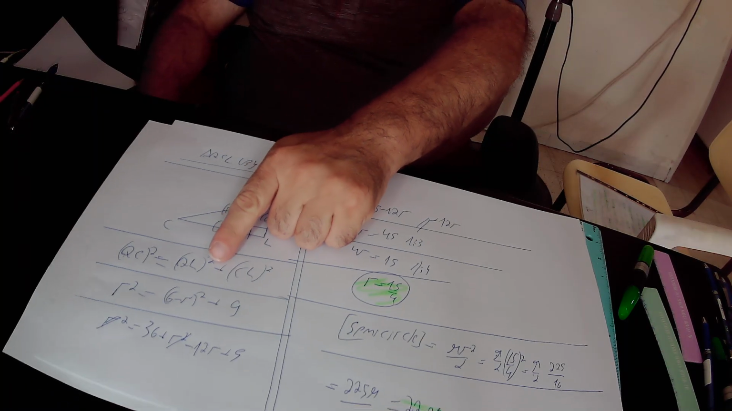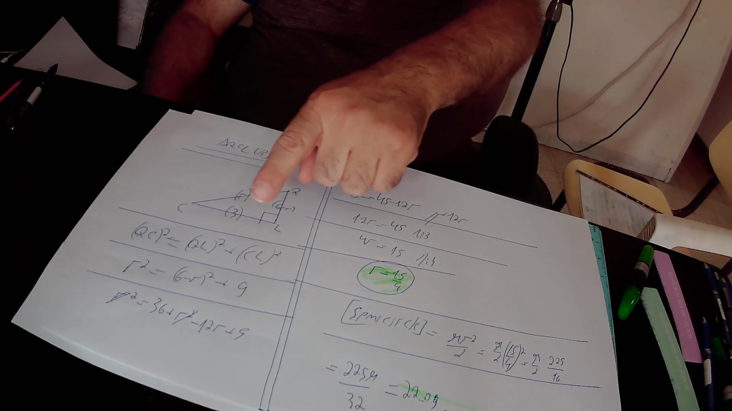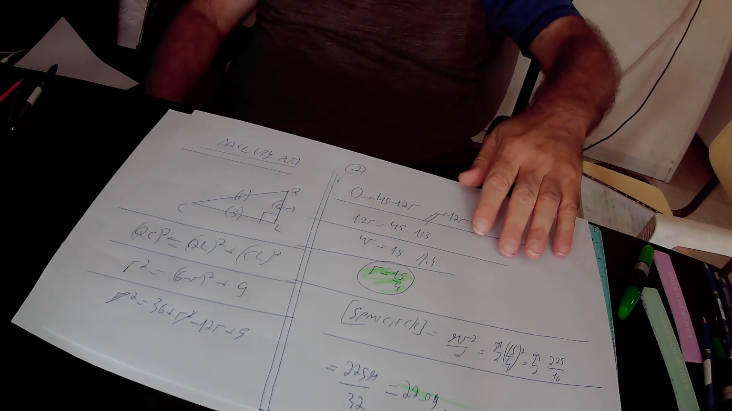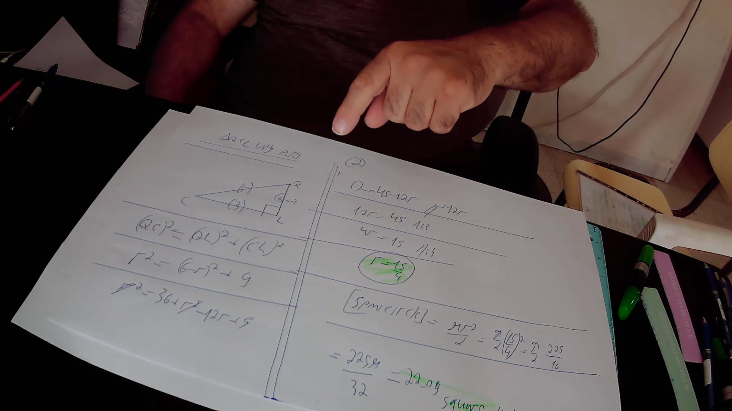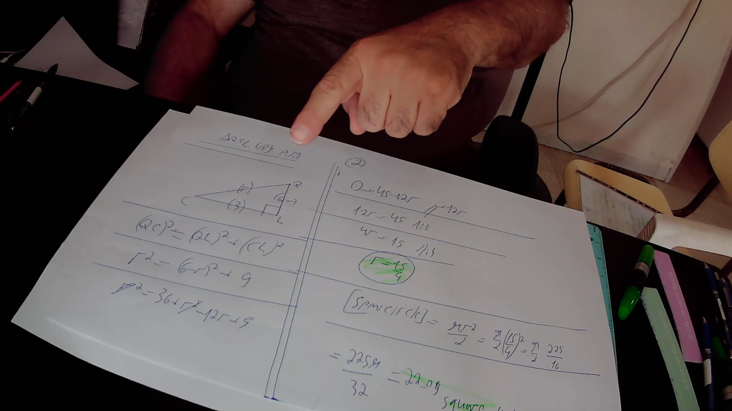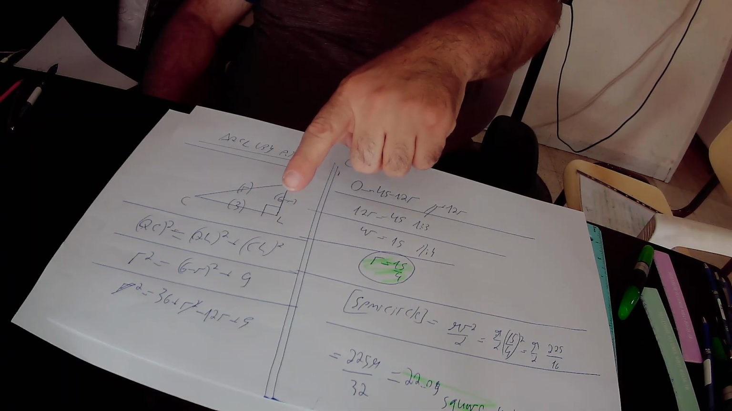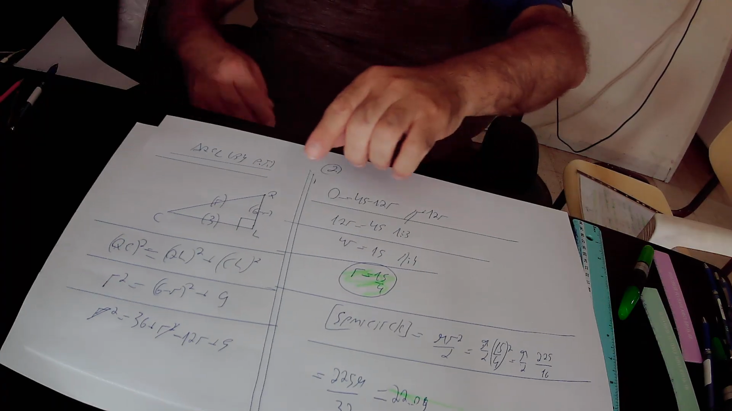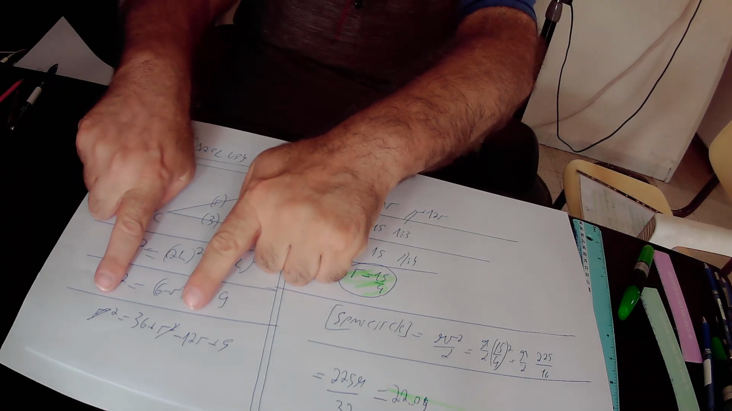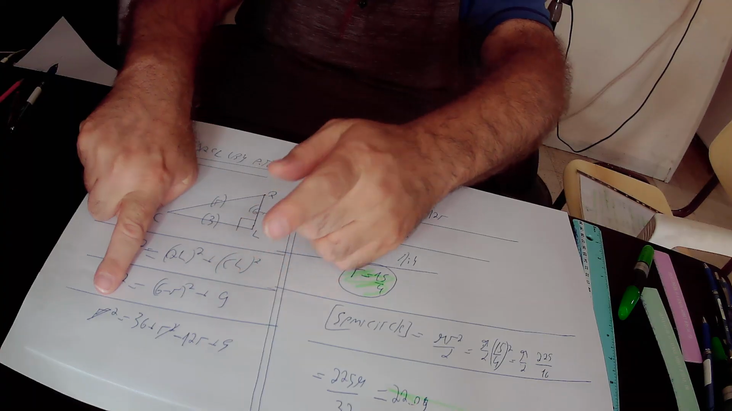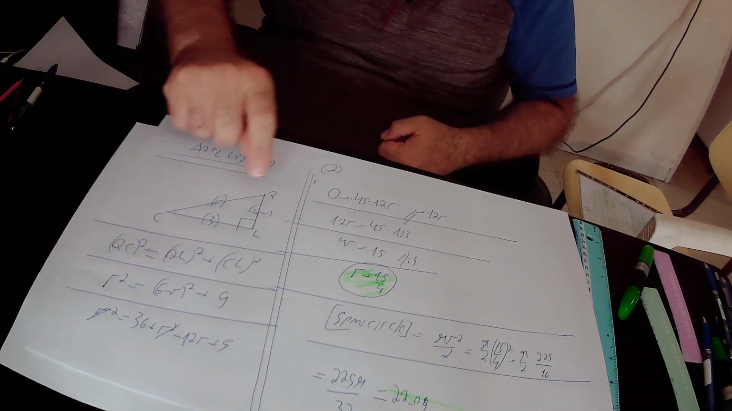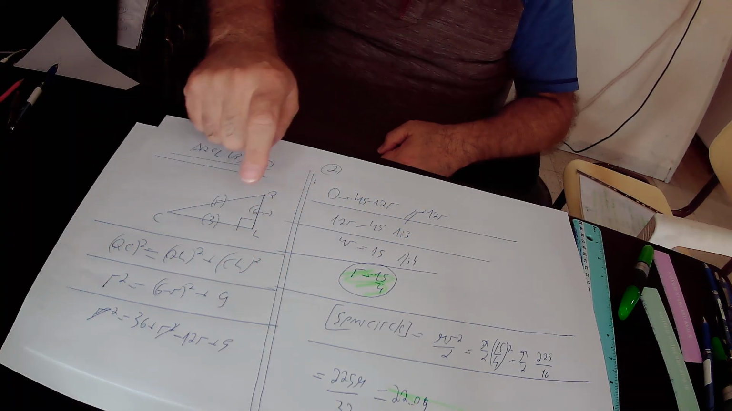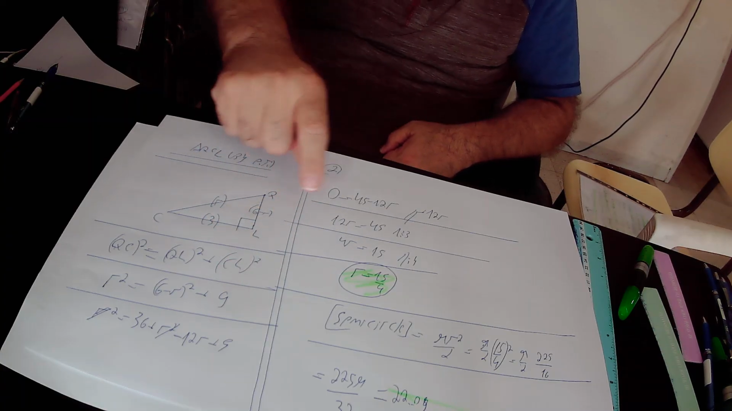We open the brackets of this expression, and find that R squared equals 6 squared, that is 36, plus R squared, minus 2 times 6 times R, that is minus 12R, plus 9. So we have R squared on both sides of this equation, and R squared will get cancelled. So 0 equals 36 plus 9, that is 45, minus 12R.